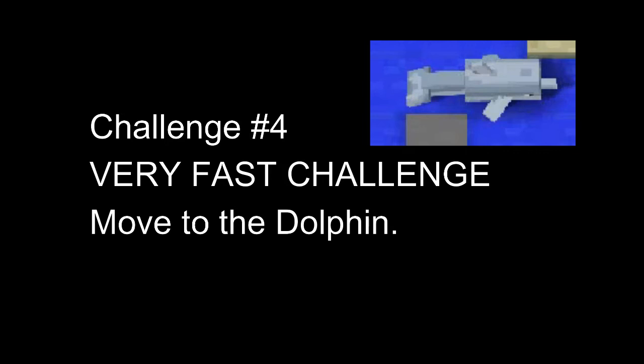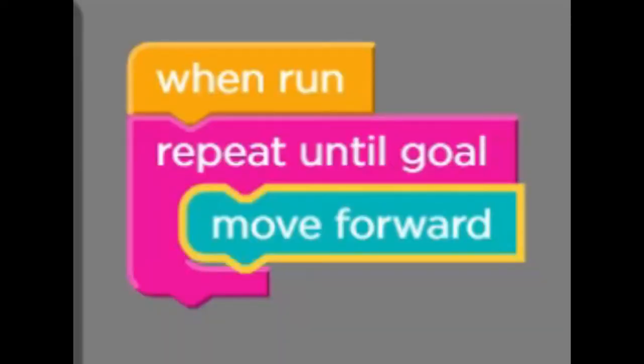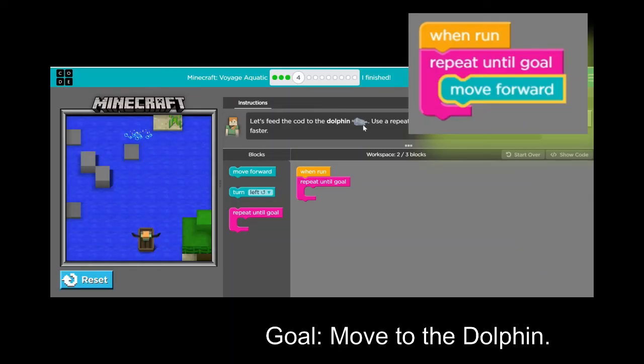Okay, number 4, move to the dolphin. And a lot of my students get this right off the bat very quickly because they recognize that there is a different type of code right away. And they're like, okay. So when run, repeat until goal. So you just move forward, repeat until the goal. Wouldn't that be nice in life if we had that?